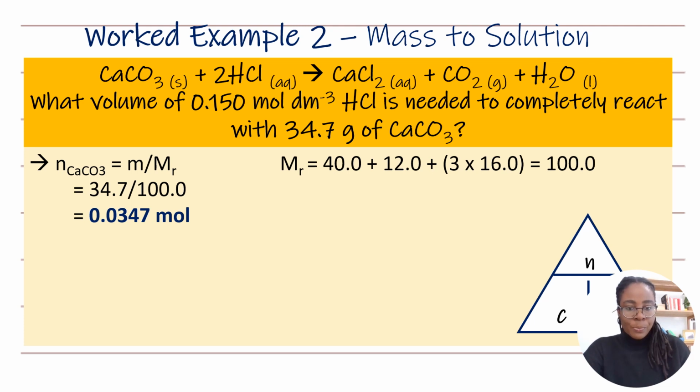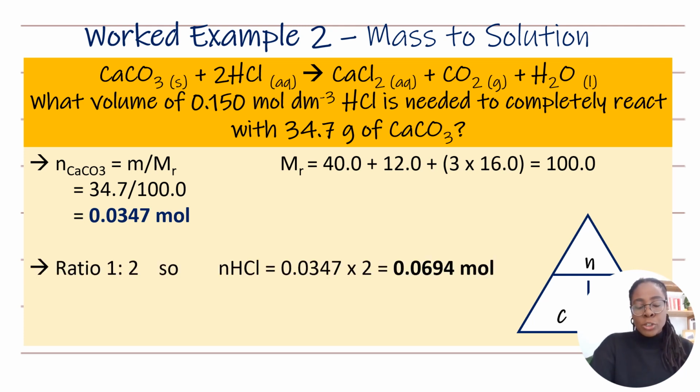0.0347 moles. Our next step always is to look at the coefficients in the balanced symbol equation to tell us the ratio. And we can see that the ratio of calcium carbonate to HCl is a 1-to-2 ratio. 1 calcium carbonate for every 2 HCl. So our moles of HCl is our number of moles of calcium carbonate multiplied by 2, which is 0.0694 moles.